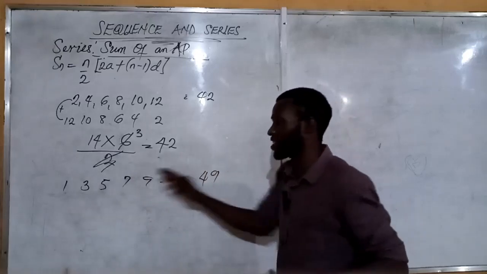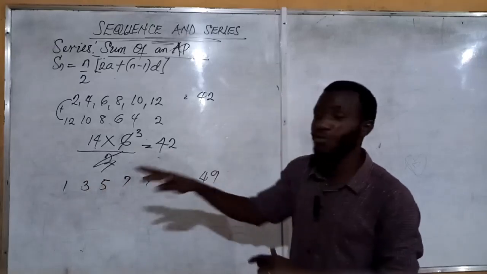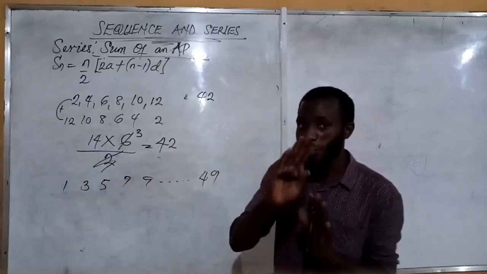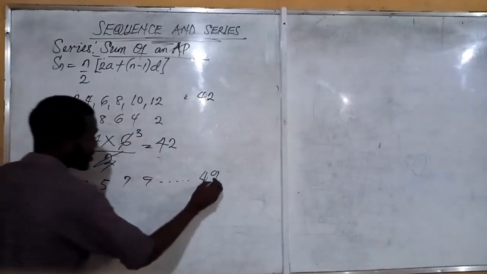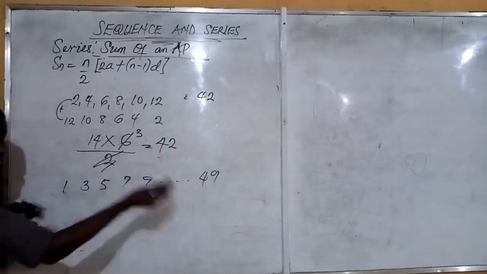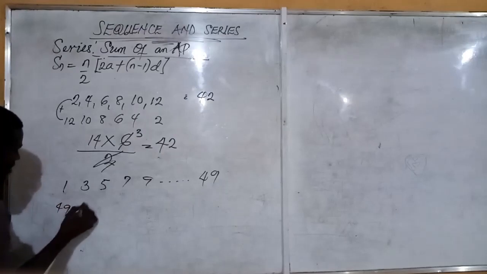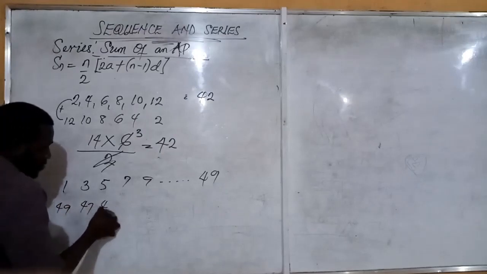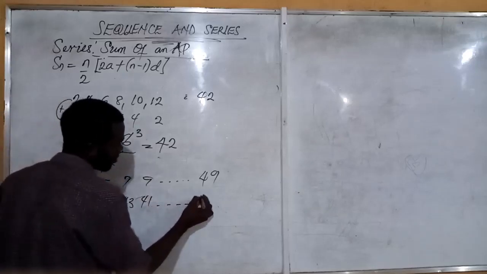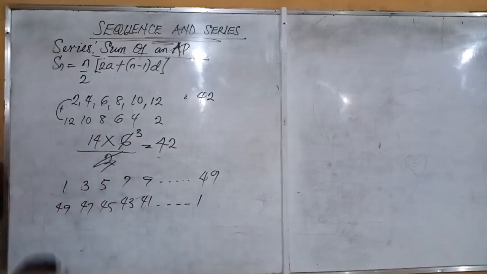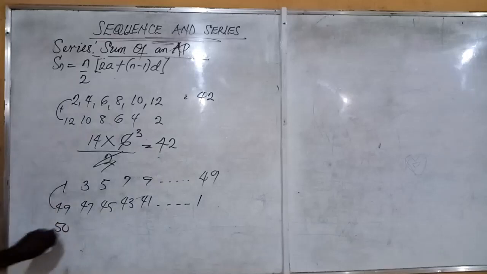Now, see this. I don't want to write the entire thing because it's going to be too much to handle. But look at the trick now. We add the first one and the last one because we want to rewrite this from the back. It's going to be 49, 47, 45, 43, 41, down to 1, isn't it? So I'm going to add this, and it gives you 50.